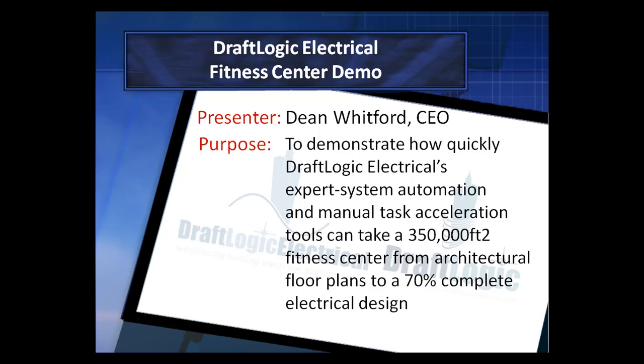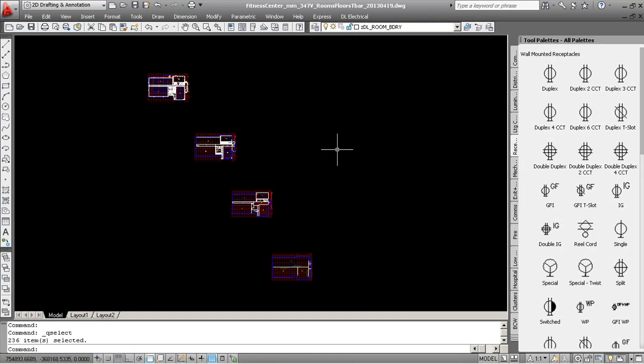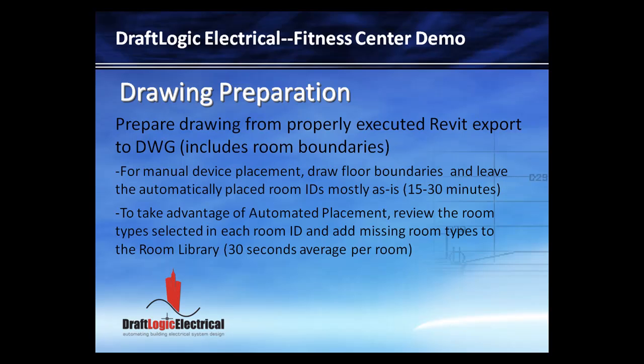In this video, I'm going to show you a fitness center taken from architectural floor plans up to about the 70% complete level. The first thing we need to do with any project is prepare it for use in DraftLogic Electrical. That basically means having room boundaries, floor boundaries, room ID tags, and letting DraftLogic Electrical know where the floors meet. So this being a Revit export with the room boundaries included, I'm really down to just minutes to draw my floor boundaries and tell DraftLogic Electrical to automatically insert my room IDs.